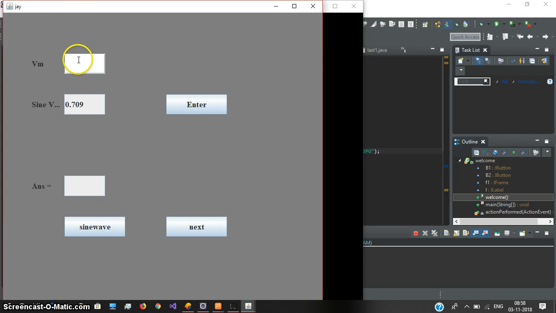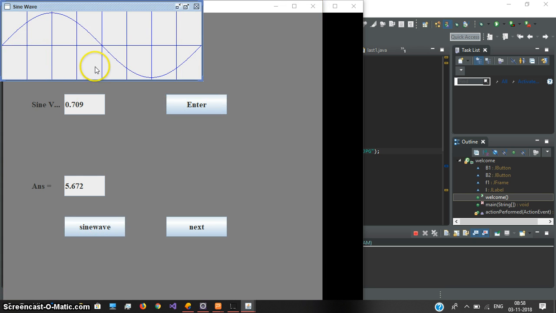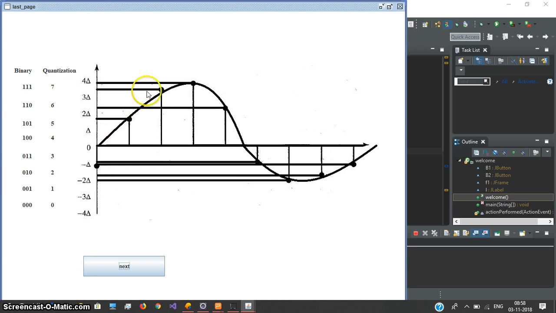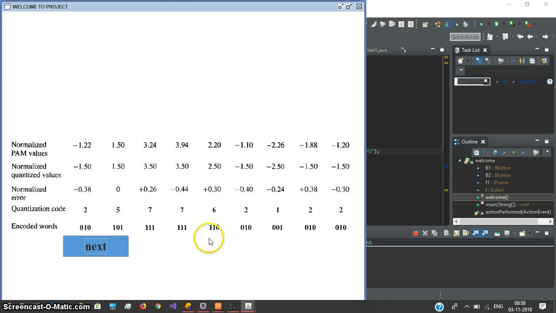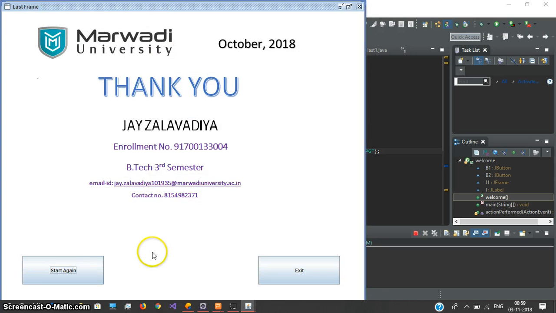Next, here we put the peak value as 8 and multiply it with sine 45 to get the sine wave, with 8 divided into 8 parts. Now next, here we show the quantization signal, the normalized amplitude, the quantization level, the binary number, and the answer of the signal: the normalized PAM value, normalized quantized value, quantization code, and the encoded binary words. Thank you.